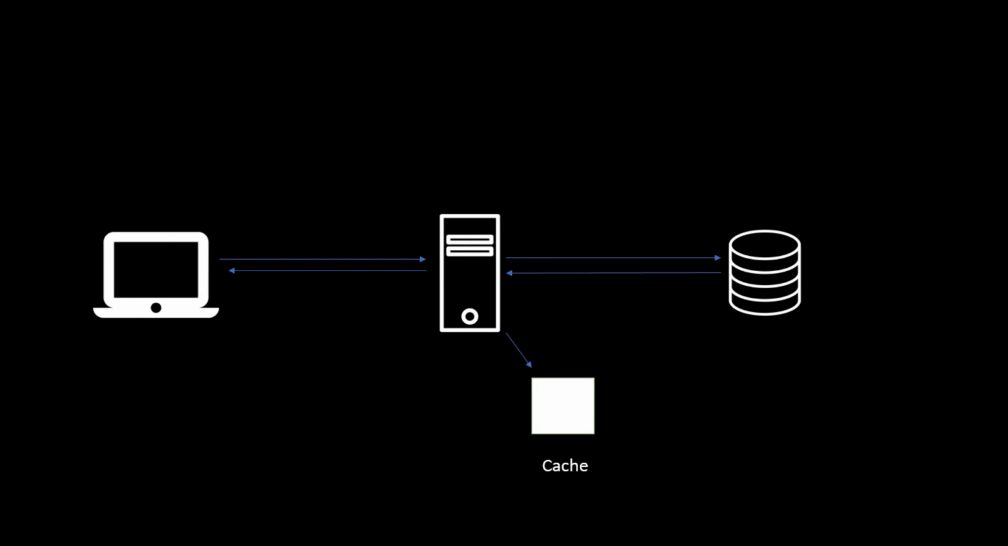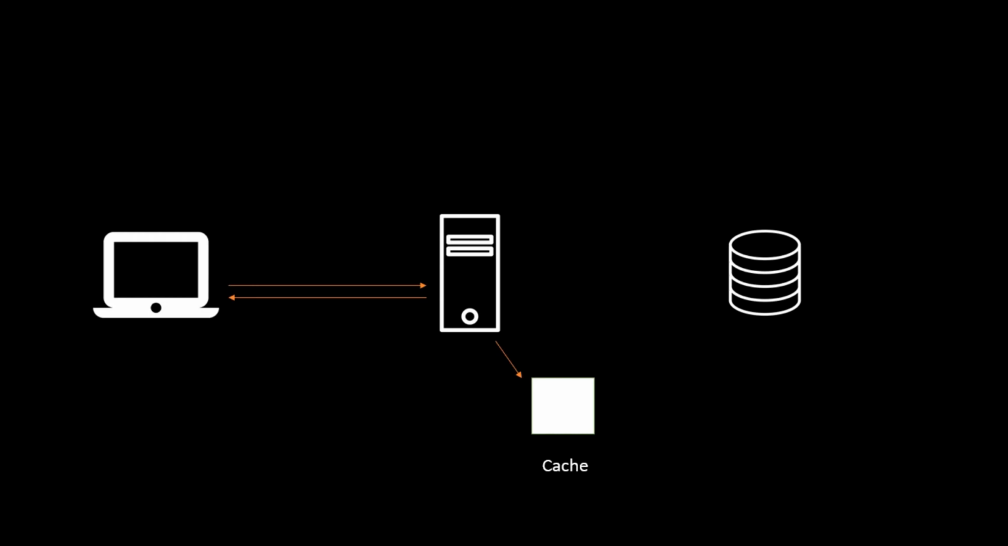And then, for every subsequent request, it will first check the cache for the data instead of querying the database. This will not just reduce the average response time of the server, but it will also reduce the load on the database. And hence your system will become more robust.